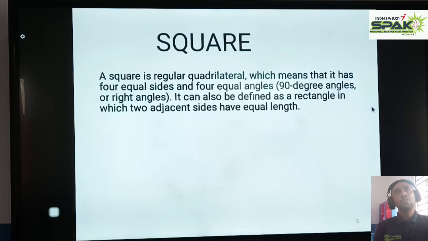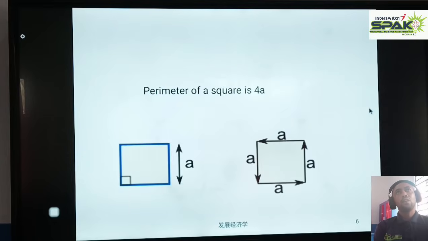Alright, to start with, we have the square. What is a square? A square is a regular quadrilateral, which means that it has 4 equal sides and 4 equal angles, 90-degree angles or right angles. It can also be defined as a rectangle in which 2 adjacent sides have equal length. So that is a square.